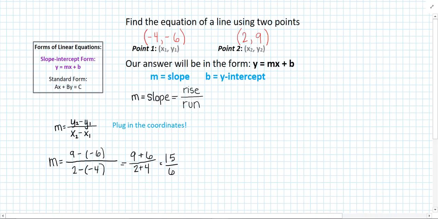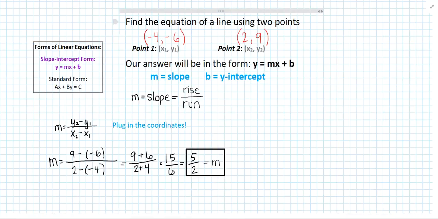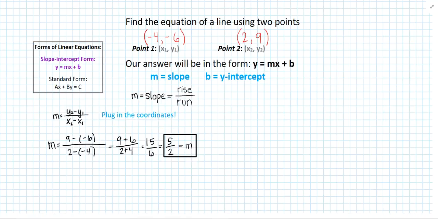And we can see that both of these numbers are divisible by 3, so we can reduce this fraction. 15 divided by 3 is 5, and 6 divided by 3 is 2. And so this is going to be the slope. Now to find B, we just use the equation. Since we already know M, we know that for any point on the line, M is 5 over 2, and we just don't know B yet. So what we can do is plug in a point, x, y, and solve for B.